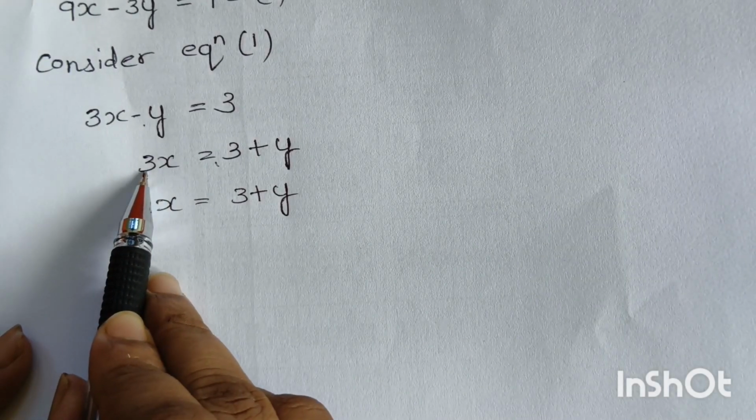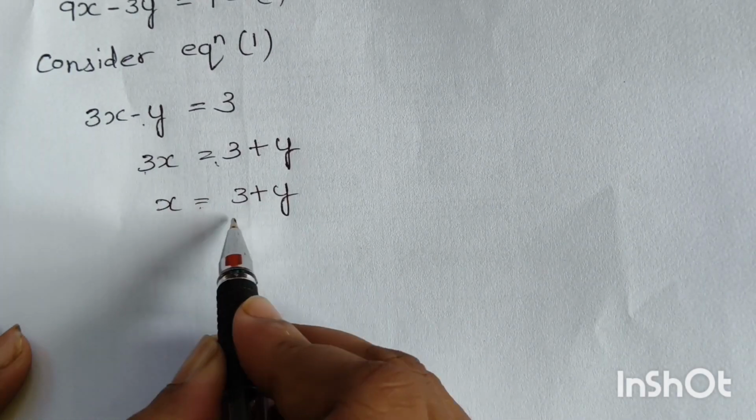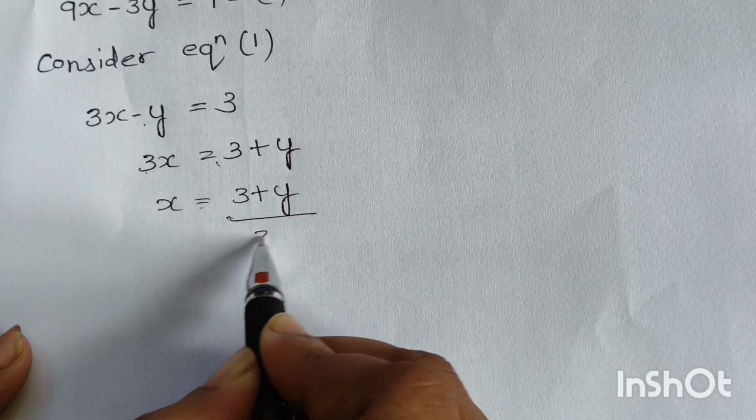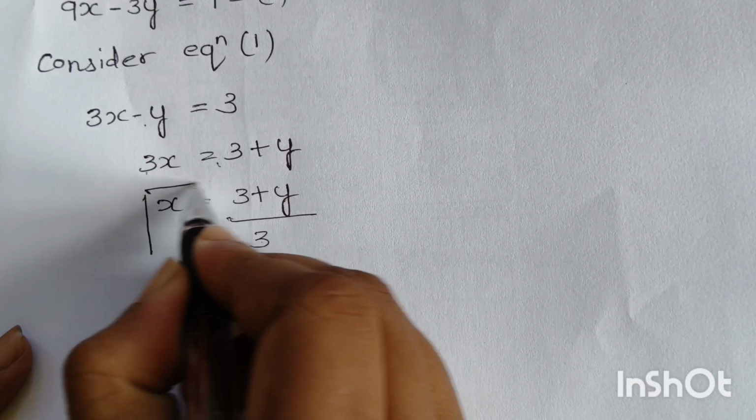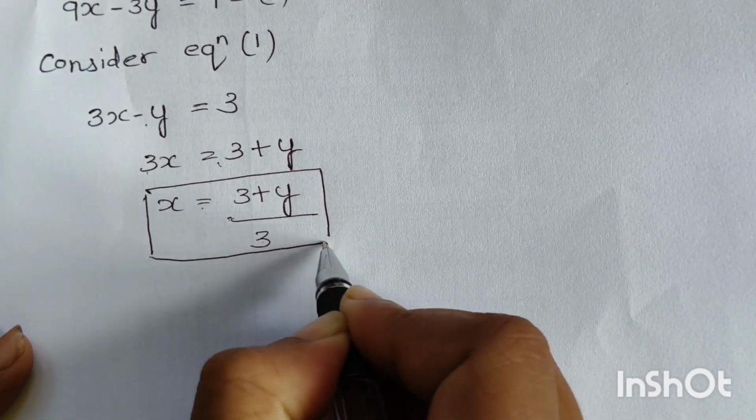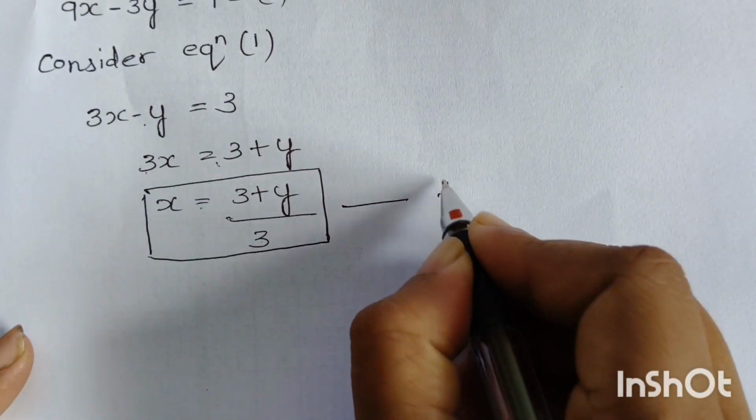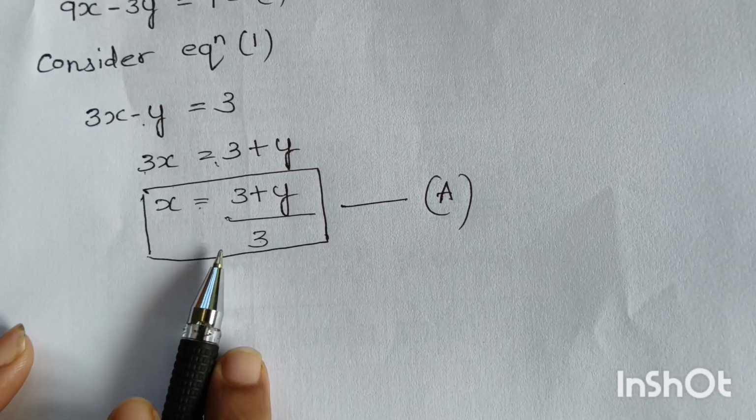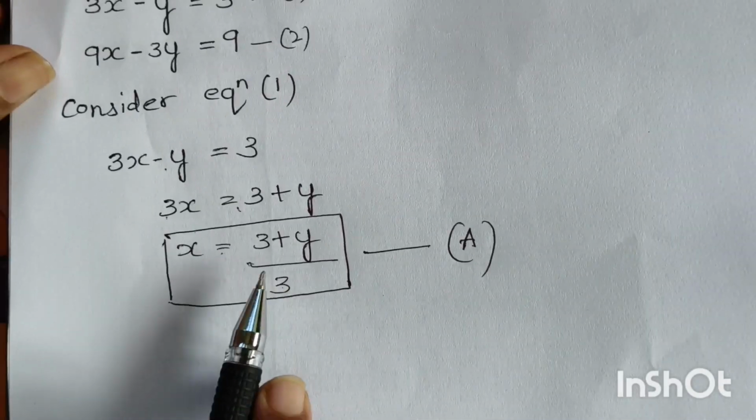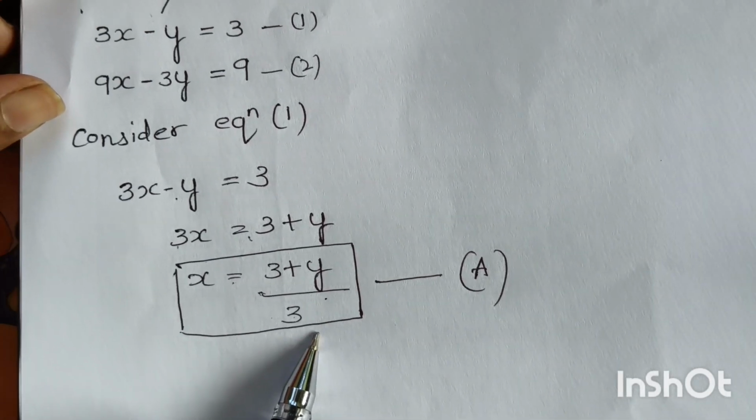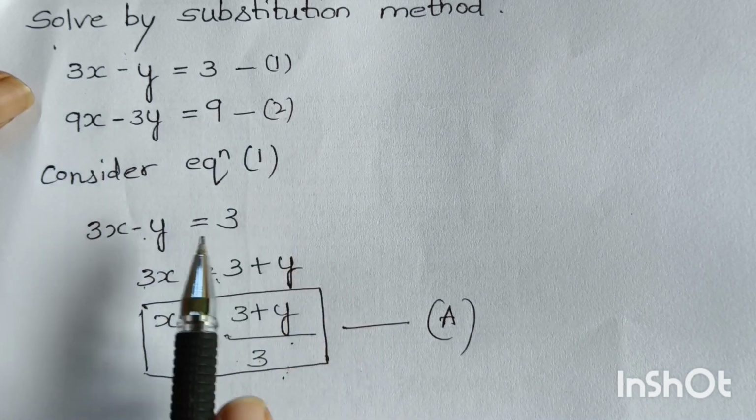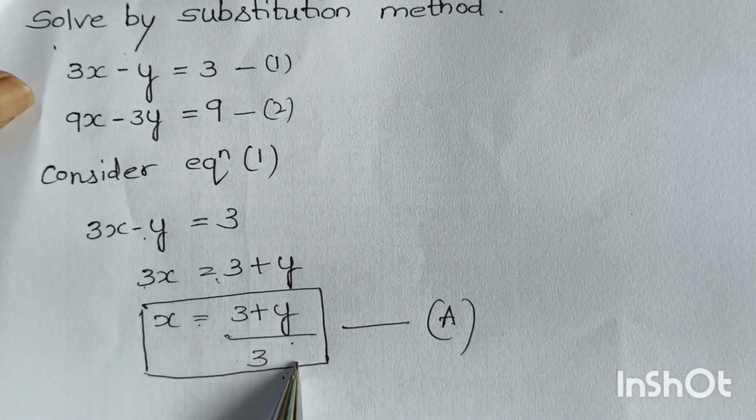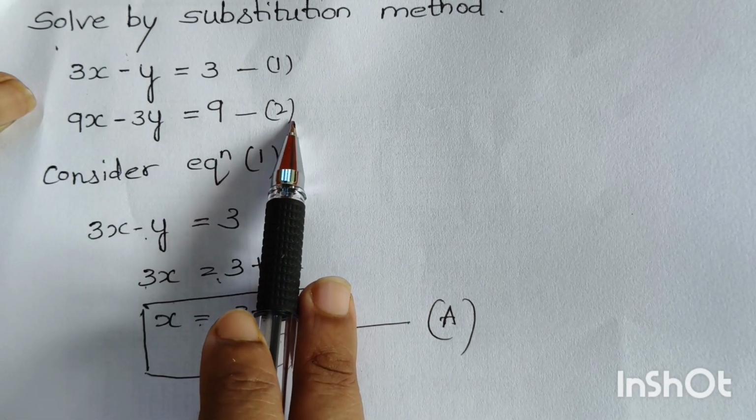It is in multiplication. When it crosses the equal to sign, it will become division. That is 3 plus y divided by 3. Now, this is our equation A. Let us consider this as equation A. We got the value of x, that is x is 3 plus y divided by 3. Substitute this value in equation 2. Here, from equation 1, we got the value of x. Now, you have to substitute this in equation 2.